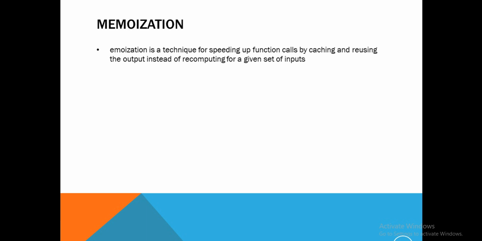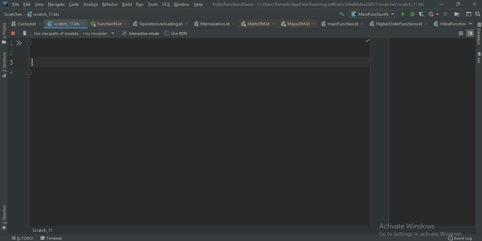So we can make one function memoized so that it speeds up the function calls. So let's see how it is implemented in Kotlin. So here it is. I will memoize one function.